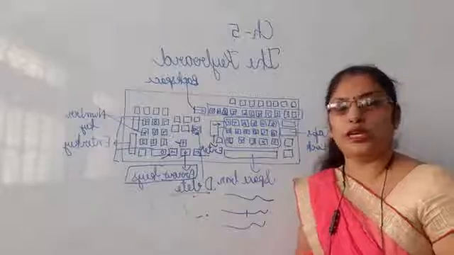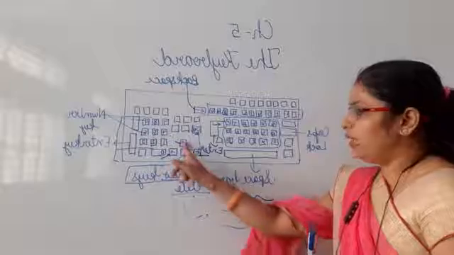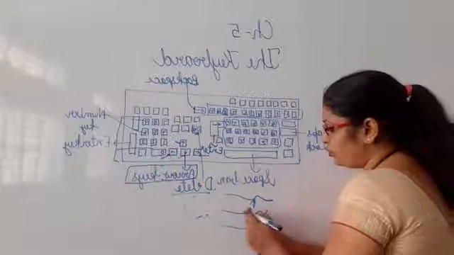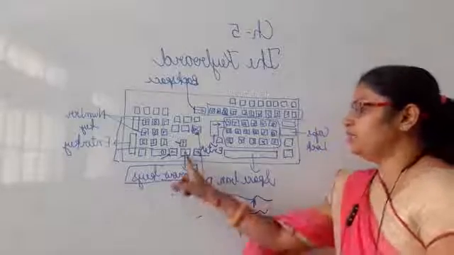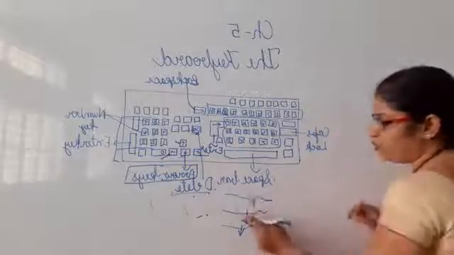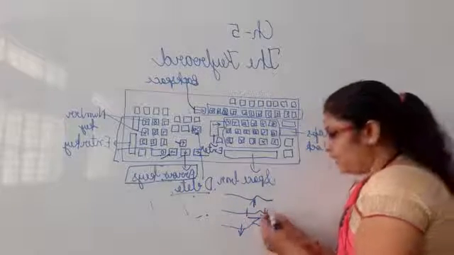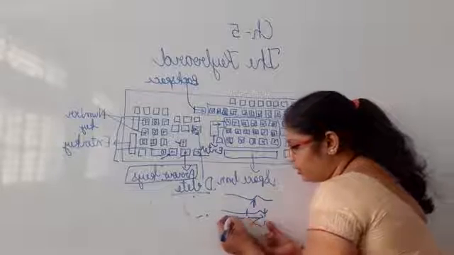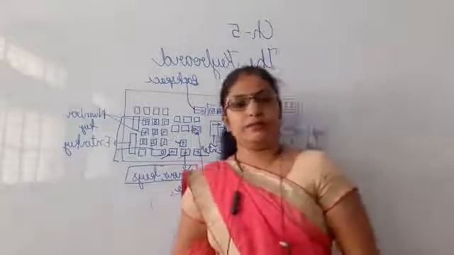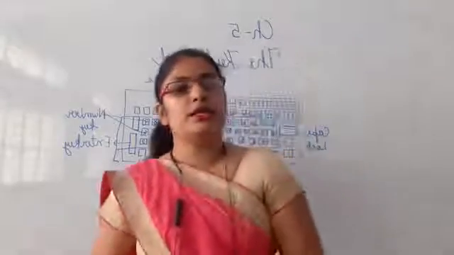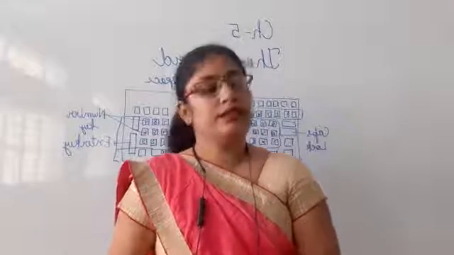If you want to move the cursor to this line, we will press the up arrow key, and if we want to move the cursor to the next line or down line, we will press the down arrow key. If we want to move the cursor to the left, we will press the left arrow key, and if we want to move the cursor to the right side, we will press the right arrow key. So arrow keys are used to move the cursor in different directions.